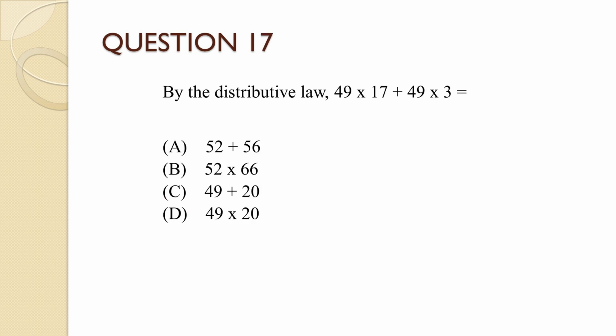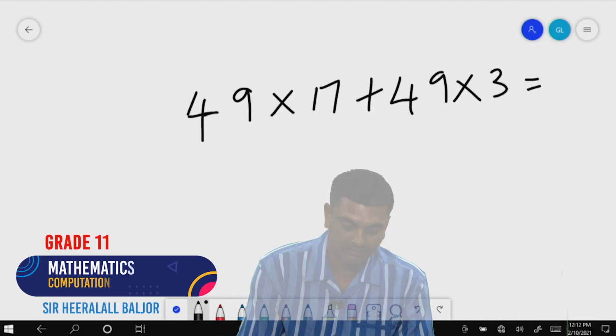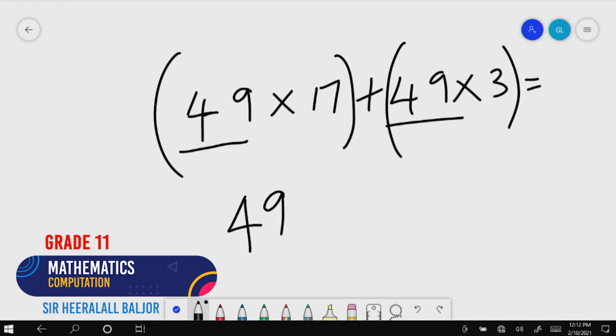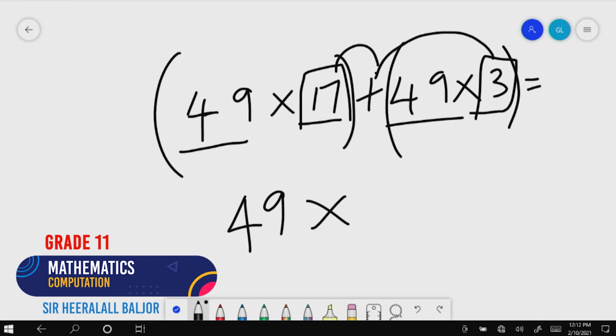By the distributive law, 49 multiplied by 17 plus 49 multiplied by 3 equals, here we have seen 49 is the common factor among the two quantities, 49 times 17 plus 49 times 3. So if we're going to take out that number, which is the distributive quantity throughout the operators, what remains is 17 and this 3 value. The and comes in where this plus sign comes to. So this would have been 49 times 20.